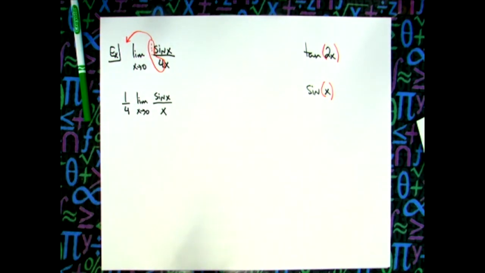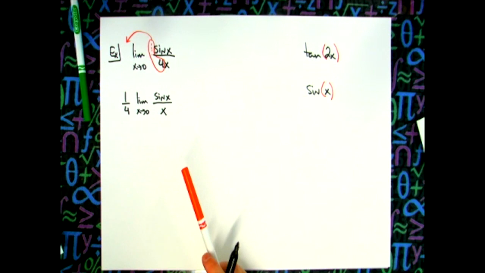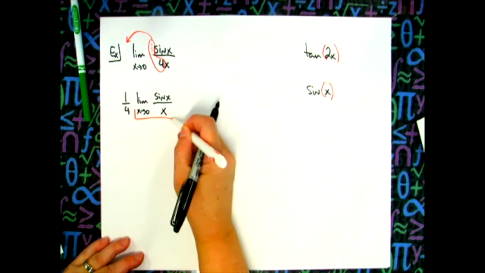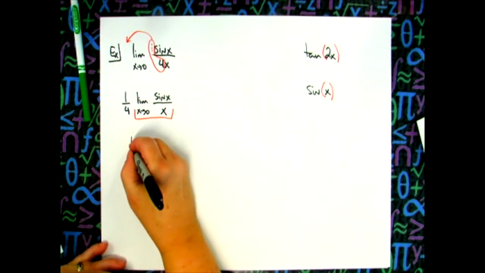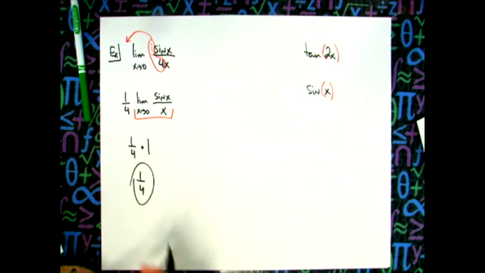All right, now is that one of our properties? Sine x over x, is that on one of our properties? It is one of our properties. It's the very first one, top left-hand corner. The limit as x approaches 0, sine x over x is 1 because it's a known property. So I am allowed to legally use that. So then this is a 1/4 times 1, 1/4.